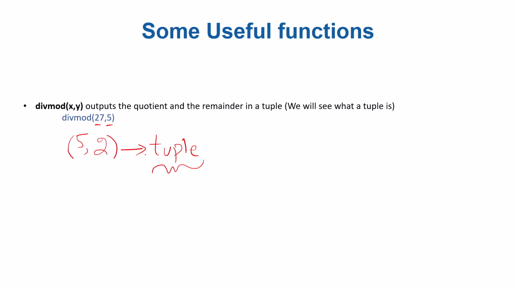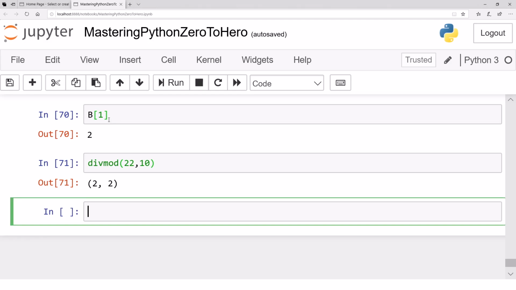But right now, a tuple is just an ordered list, which we will see in detail. So let's see the working of this divmod function in Jupyter Notebook. Let's say we have divmod, for example, 34 and then, let's say, 9. So what do you think?